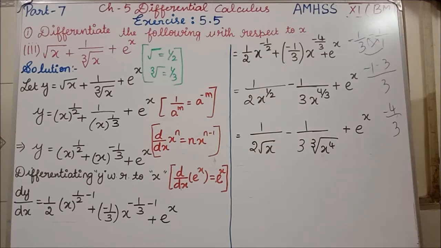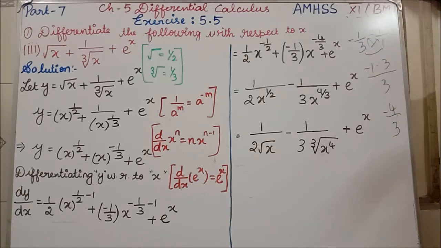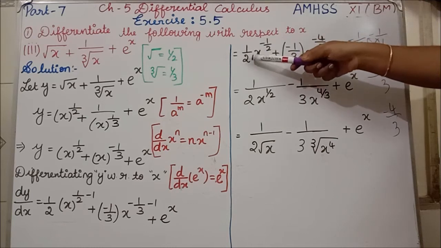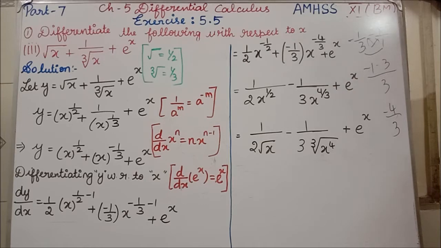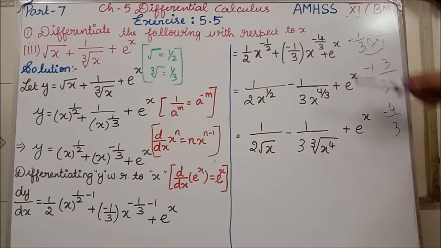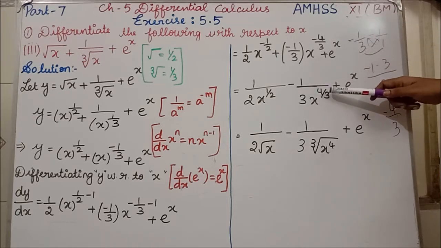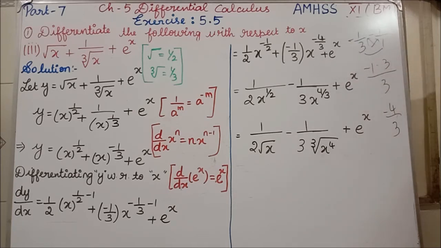Now if you see this 1 by 2 we are writing here. Then see, all the x power values are negative. So we have to bring those x values to the denominator. If all the x values come to the denominator, it will become positive, isn't it? So 1 by 2 already we are having. This minus 1 by 2, if it goes to the denominator, it will become positive 1 by 2. Plus into minus is minus. Already 1 by 3 we are having. If minus 4 by 3 goes down, it will become positive 1 by 4 by 3. Plus e power x. Okay, next step.